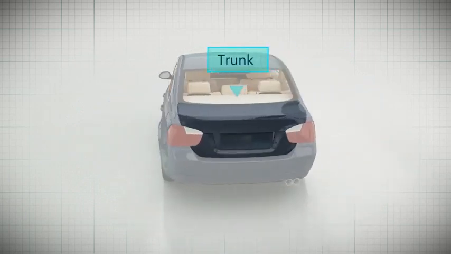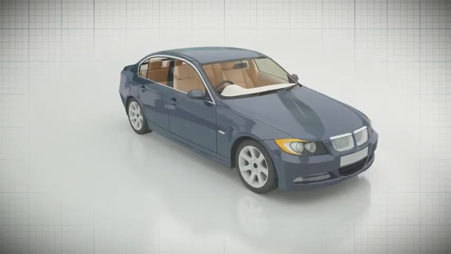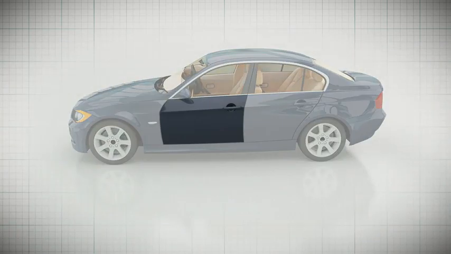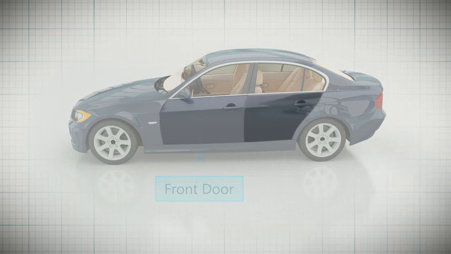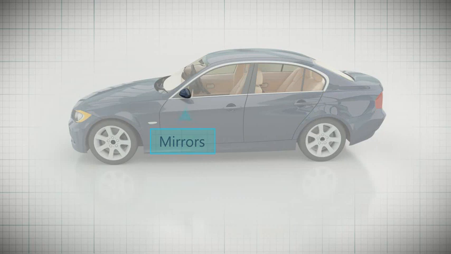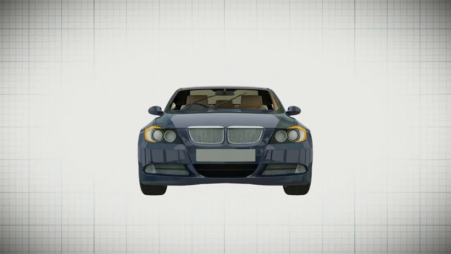There is a trunk in the back of the car for storage. There are 4 doors in the car, 2 in the front and 2 in the rear. Behind the rear door, there is a quarter panel. On both sides of the front door, there are side view mirrors for the driver to see the traffic behind the car. The windows of the car are covered with glass.